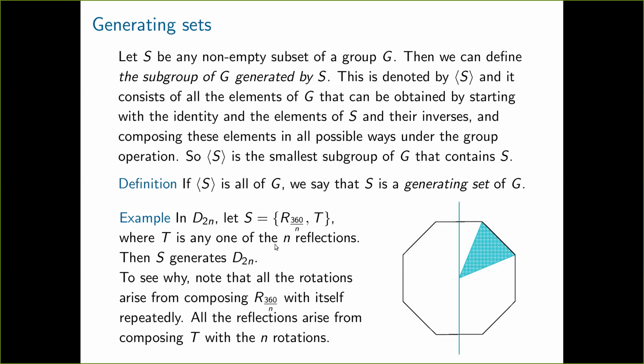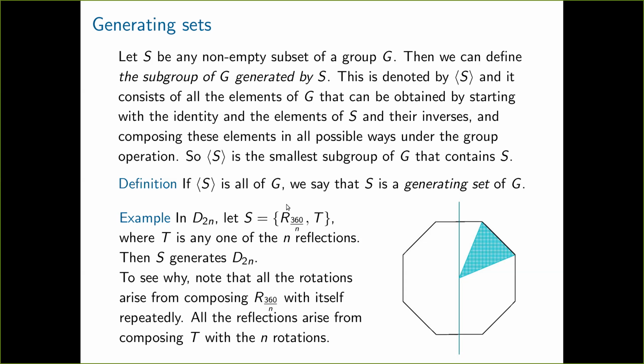And to see that, we can observe that if we take the rotation through 360 over n and start composing it with itself repeatedly, that way we get all the rotations. If n is 8, then this is the rotation through 45 degrees. Compose it with itself, you get one through 90, then 135, and so on. By the time you've done it 8 times, you've got the rotation through 360 degrees. And in the process, you've picked up all of the 8 rotations.